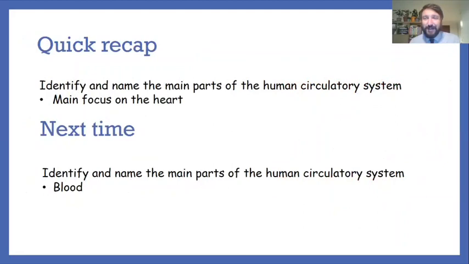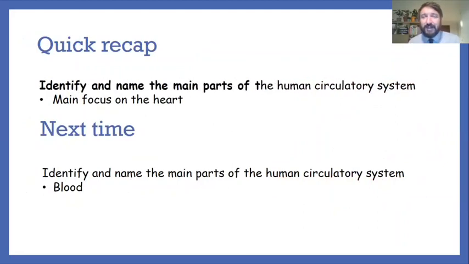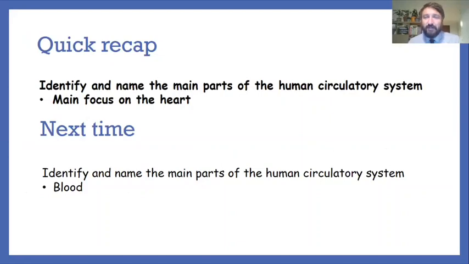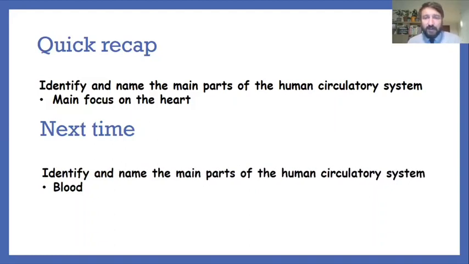Okay, so a quick recap on what we've been looking at today. We have been looking to identify and name main parts of the human circulatory system. Now in this session, we had a real focus on the heart and the major role that the heart plays within that system. Next time, we will be looking to continue with the human circulatory system, and our main focus will be blood and the elements that go into making up blood that flows through our body.